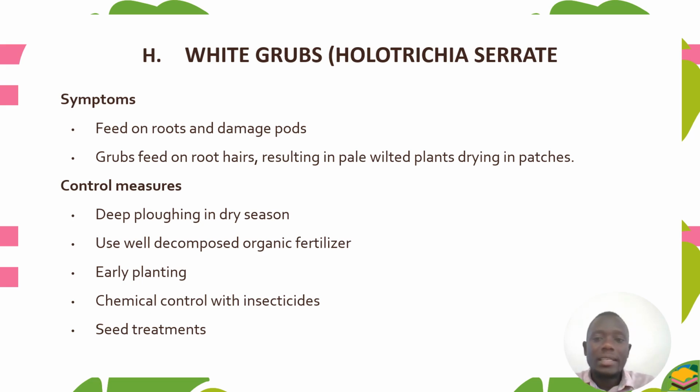Then talk of early planting, so that the crops come up well established before these white grubs start attacking. Then talk of chemical control with insecticides. Chemicals can be used to control these white grubs. Then talk of seed treatment. Seed treatment means the seeds have been treated with chemicals. Therefore, it's very easy to control the white grubs.